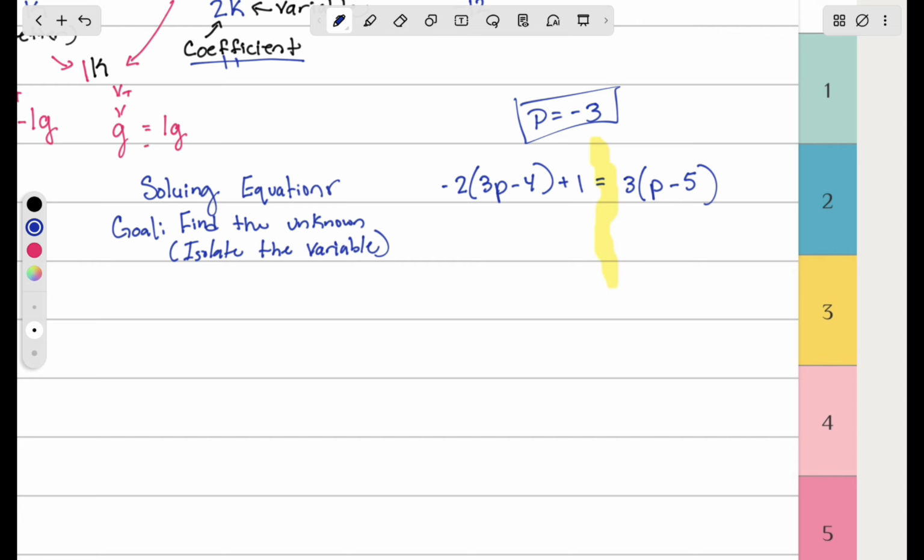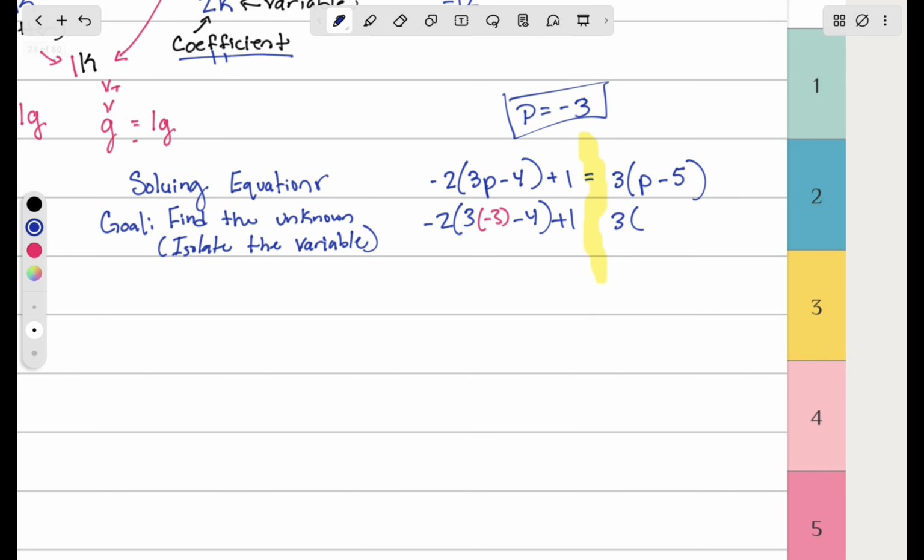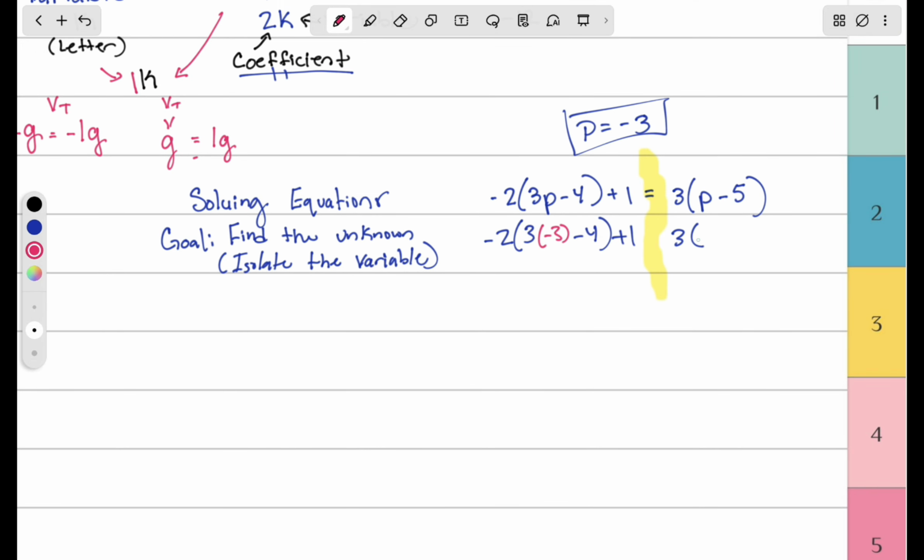Now, when you give me that wrong answer, you should know it's wrong before you turn it in. The way you should know is that if p is truly the answer, when you plug it back in, both sides should be equal. Let me show what I mean. So this problem is negative 2 times 3 times negative 3 minus 4 plus 1. That's the left side. On the right side, we got 3 times negative 3 minus 5.